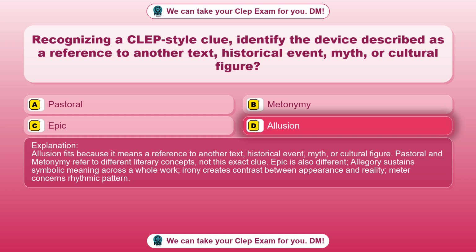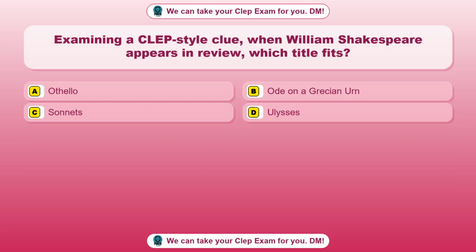Allusion fits because it means a reference to another text, historical event, myth, or cultural figure. Pastoral and metonymy refer to different literary concepts, not this exact clue. Epic is also different; allegory sustains symbolic meaning across a whole work, irony creates contrast between appearance and reality, meter concerns rhythmic pattern.